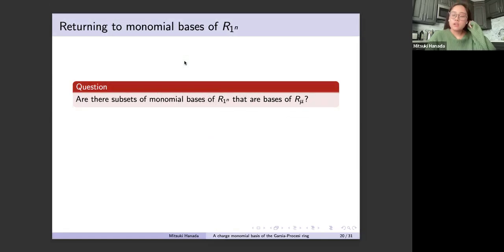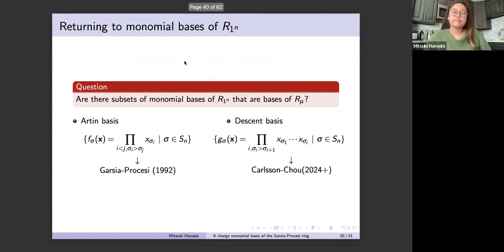So now that we have the full picture, we have our two rings, we have our two sets of Frobenius and Hilbert series. The natural question is, are there subsets of monomial bases of the coinvariant ring that are bases of the Garsia-Procesi ring? For both of our classical monomial bases that we talked about earlier, this question has been answered. Garsia-Procesi give a construction for the Artin basis, and Carlsson-Chou give a construction for the descent basis.